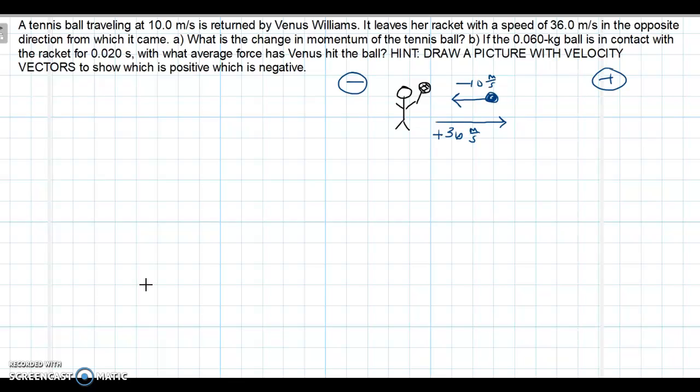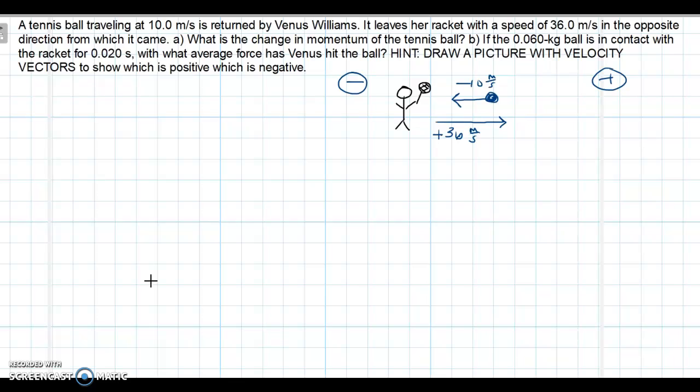Just to read it one more time, a tennis ball traveling at 10 meters per second is returned by Venus Williams. It leaves her racket with a speed of 36 meters per second in the opposite direction from which it came. What is the change in momentum of the tennis ball if the 0.06 kilogram ball is in contact with the racket for 0.020 seconds? What is the average force that Venus hits on the ball?